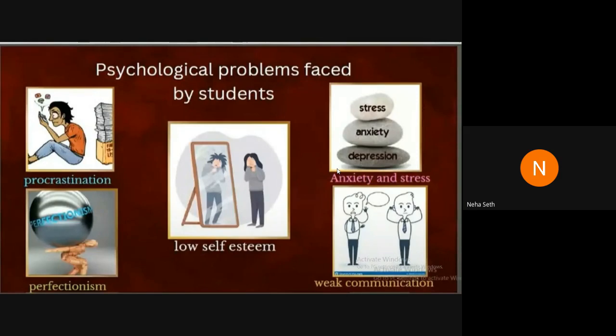Then weak communication. Sometimes, because the strength is large in class, we are not able to directly communicate with the students. Maybe the strength is 50 or 60. It is not possible in a 1 hour class to communicate with each one of them. But in the next class, in every class, we should keep in mind that we should touch every student. We should talk to every student if possible, maybe once in a week or so, because this will help us in creating a connection with our students.